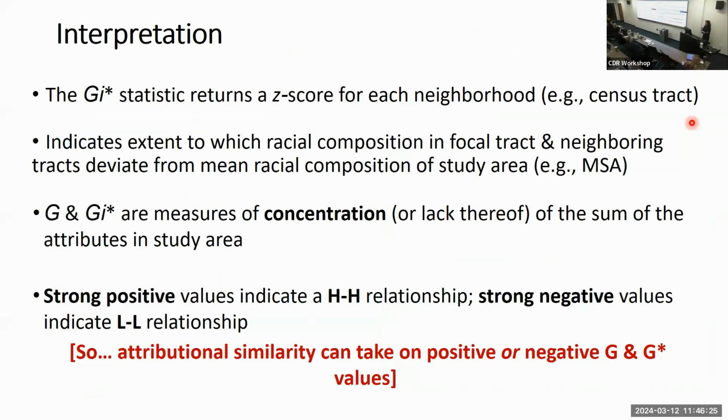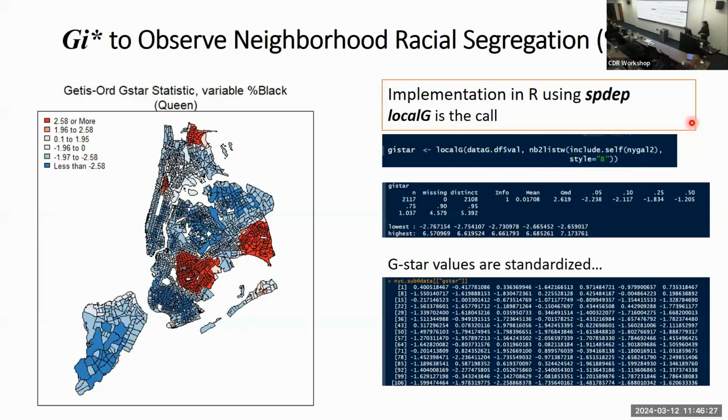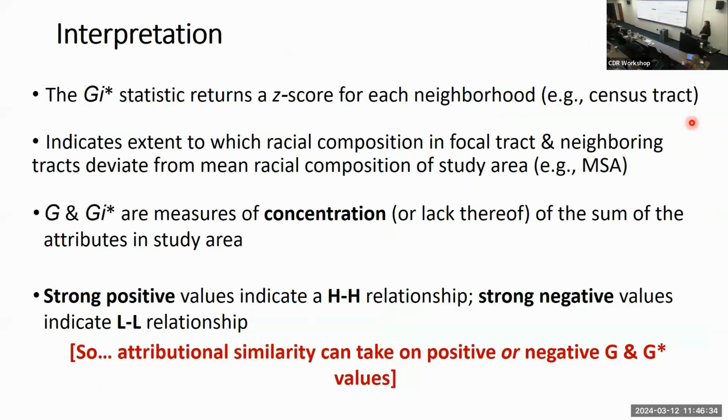And again, these are measures of concentration or lack thereof. We have the darker areas or the hot spots, and the darkest blue are the cold spots. So these are measures of concentration or lack thereof of some attribute, in this case the Black population in the study area, which is New York City. Strong positive values indicate a high relationship, negative values a low one. So attributional similarity can take on both positive and negative G or G star values.